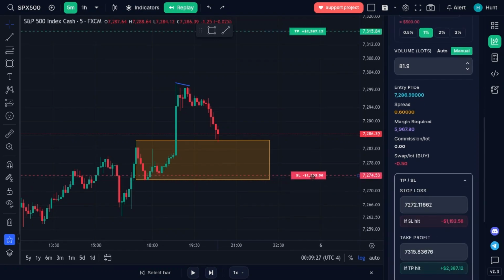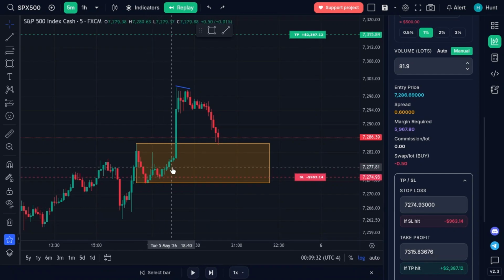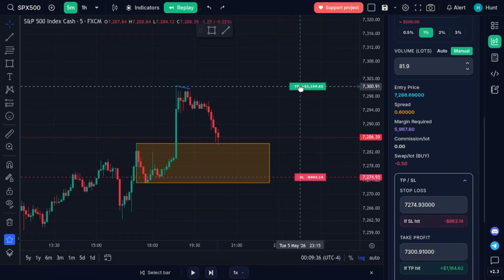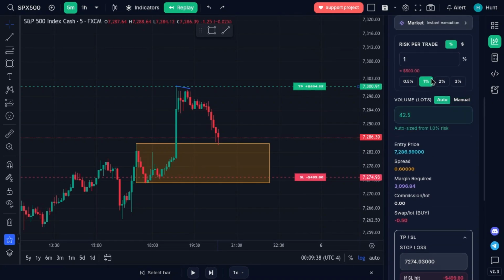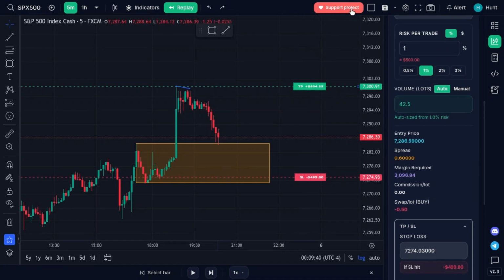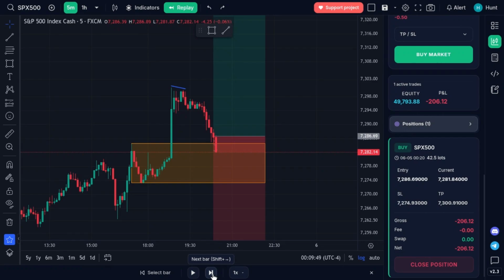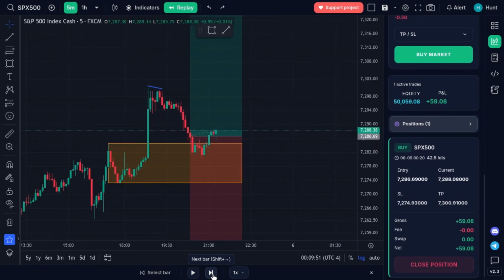I would set my stop loss below this order block right here, and I'd set my take profit at these highs. This isn't the best RR trade, but I'm confident in the setup, so I will go ahead and click buy, and we will see where this takes us.